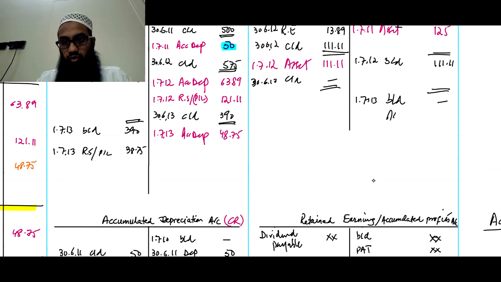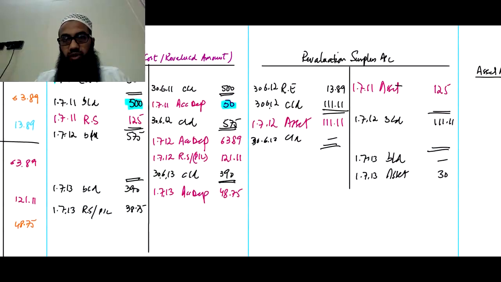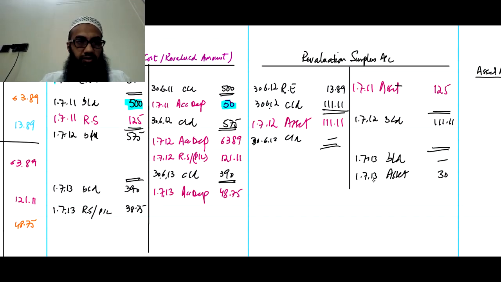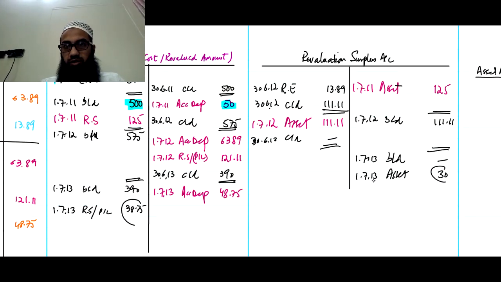Now it came at 30 on 1st July 13. Asset debit, revaluation surplus credit. Asset is 38.75, revaluation surplus credit 30, and the third is profit and loss, for which we do not have the ledger.